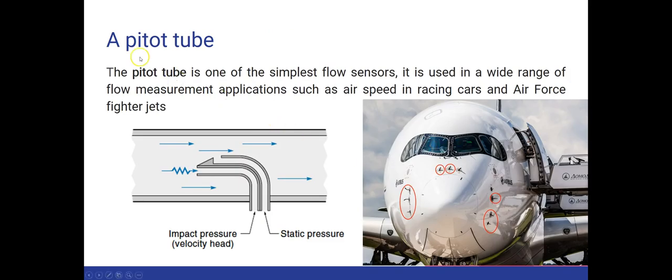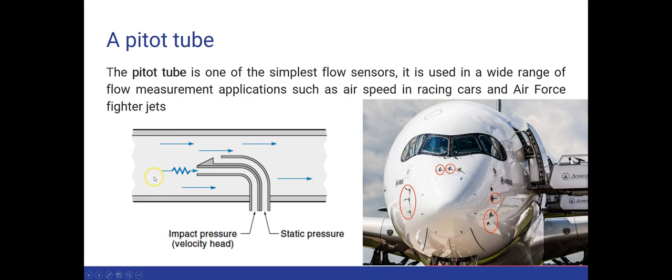Now next, let's see a pitot tube. A pitot tube is one of the simplest flow sensors. It is used in a wide range of flow measurements, with applications such as airspeed in racing cars and Air Force fighter jets. This is one of the applications which you see here, and all these are pitot tubes.